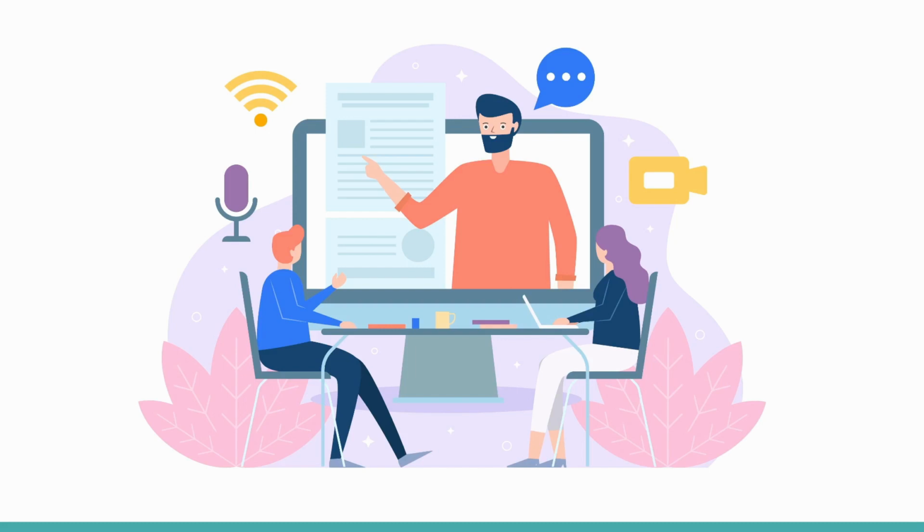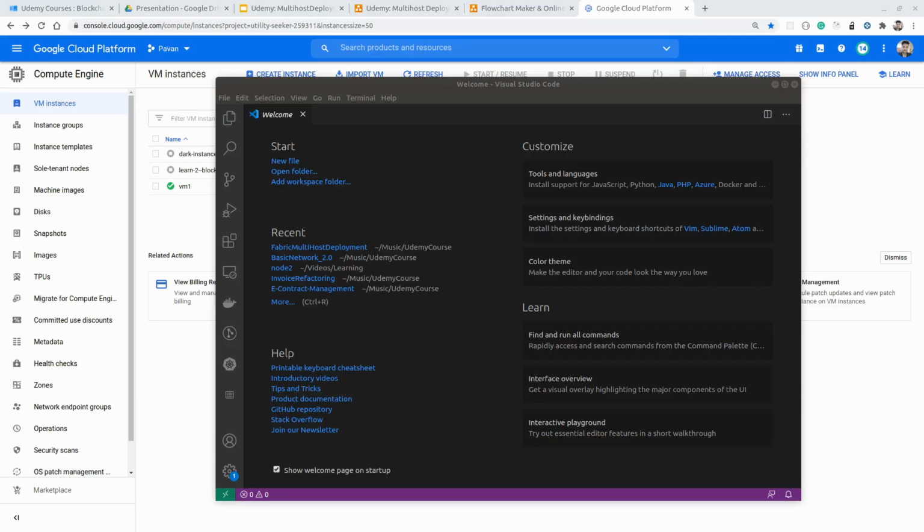Like, can we access it from Visual Studio? Of course we can. With VS Code, we can access any kind of folder from that virtual machine. So what is the procedure for that? Let's do that. Just open a new window of VS Code. Once we open VS Code, how can we access any folder on that virtual machine?